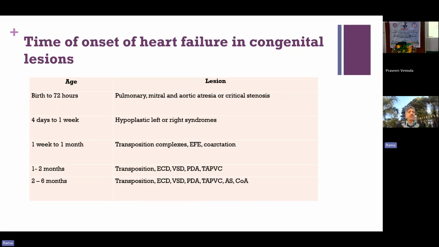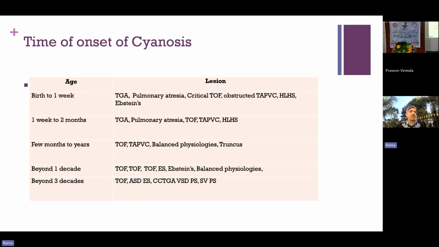One of the important things, which we all know, is the timing of heart failure in congenital heart lesions. In cyanotic and acyanotic congenital heart disease, the heart failure doesn't occur till 6 weeks of life because the PVRI is very high and there is no excess left to right shunt. This kind of thing is very well known.